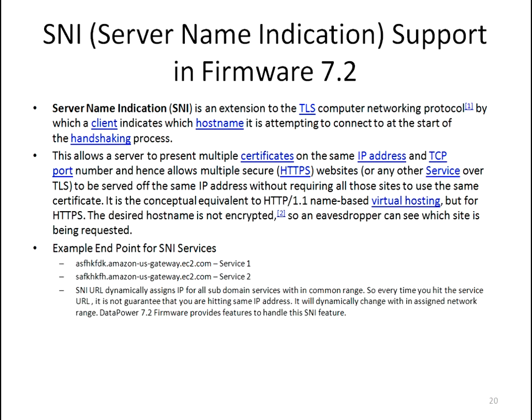So let's come back to SNI, the latest feature added in DataPower to support server name indication. So what is server name indication? Server name indication is an extension to TLS, which is the next level of SSL security networking protocol. So why are people using SNI? In my example here, the example endpoint of SNI services: if you are using the Amazon EC2 service, you are developing your services in Amazon.